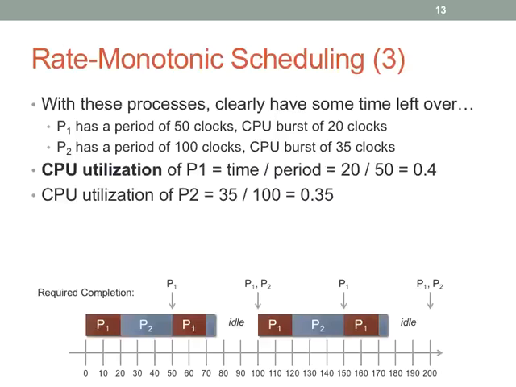Now, presumably, we can't get over 100% CPU utilization, right? So 0.4 plus 0.35 is 0.75. That's definitely less than 1. So we should be fine.